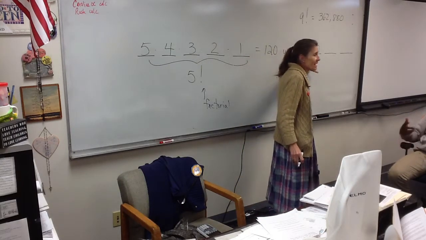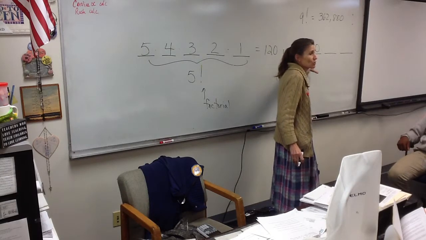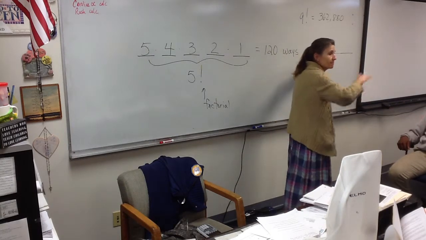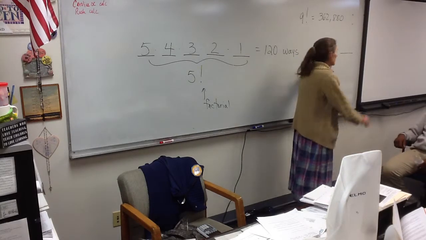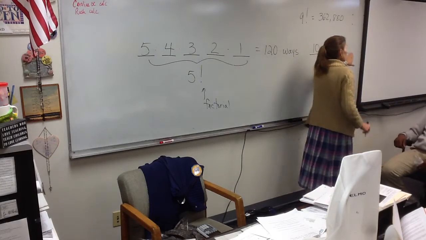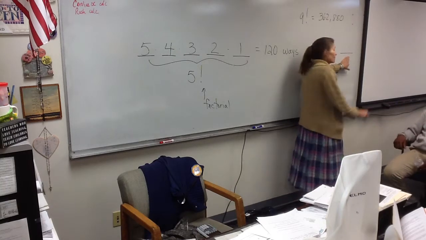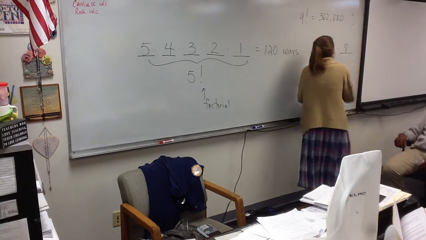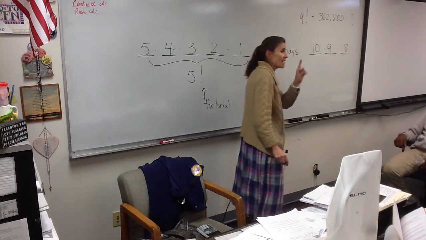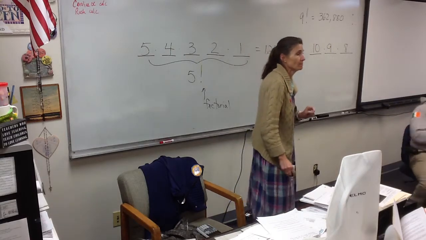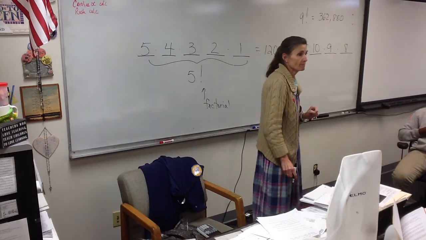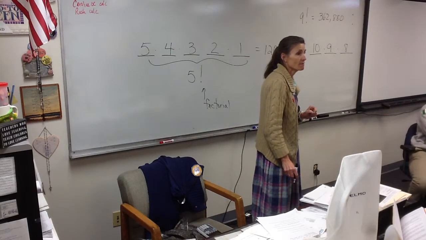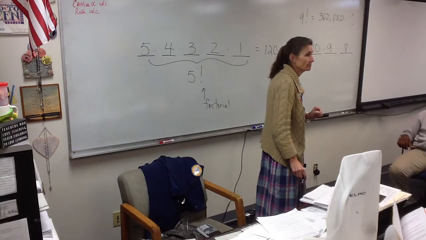So there are 10 choices for 1st place. How many choices are there for 2nd place? 9. How many choices are there for third place? 8. Multiply those together, and that's the answer to the question. 720.